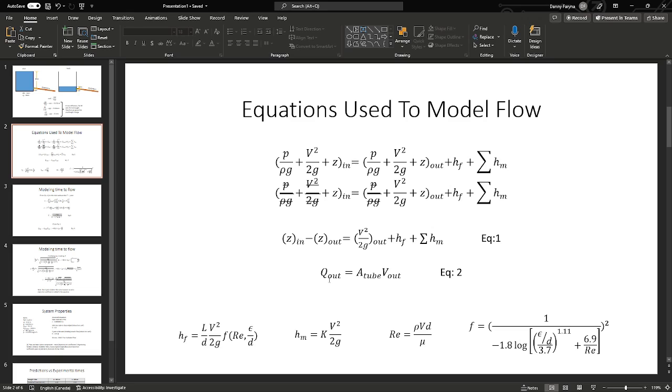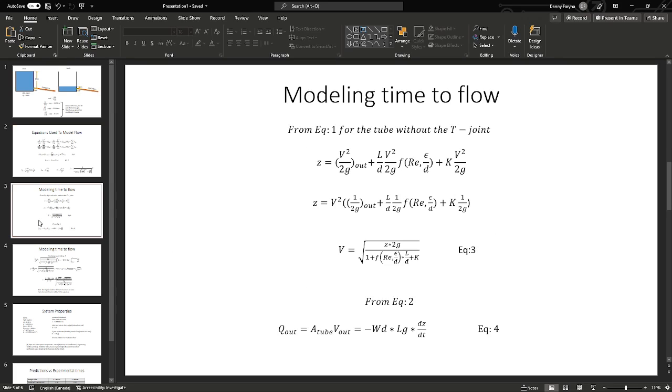Equation 2 here is simply the volumetric flow rate, which is the area of the tube times the velocity going through the tube. At the bottom here, we have our equations to calculate our loss factors, our Reynolds number, and our friction factor. To model the time to flow, what we did was take equation 1 and rearrange it in terms of velocity here. And then we took equation 2, which we can also model as the change between the area of the tank with respect to the height of the water as it changes with time.